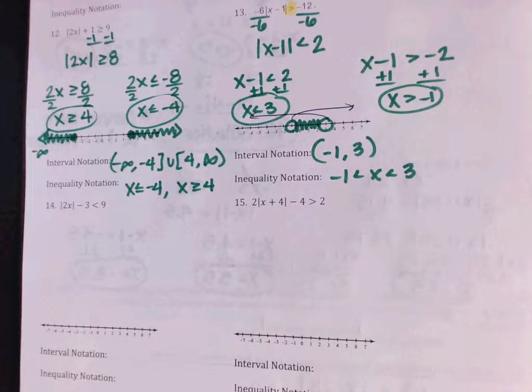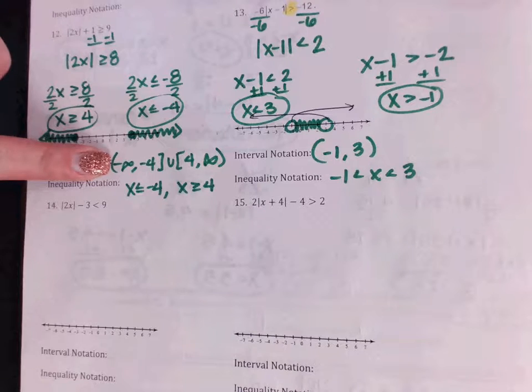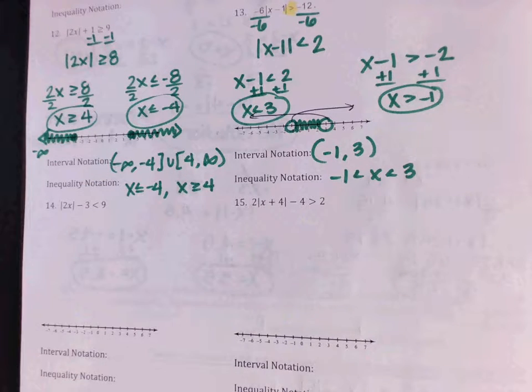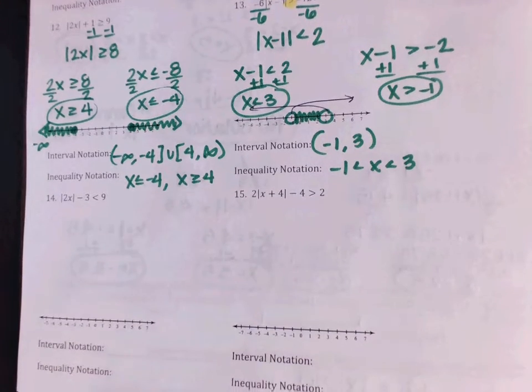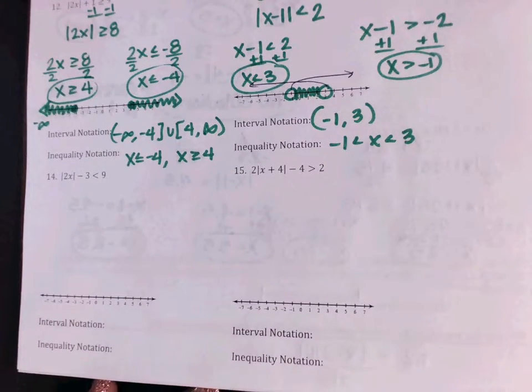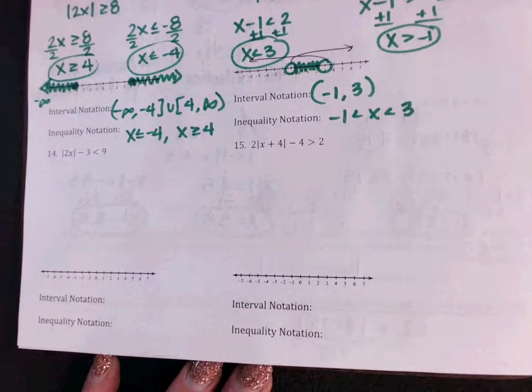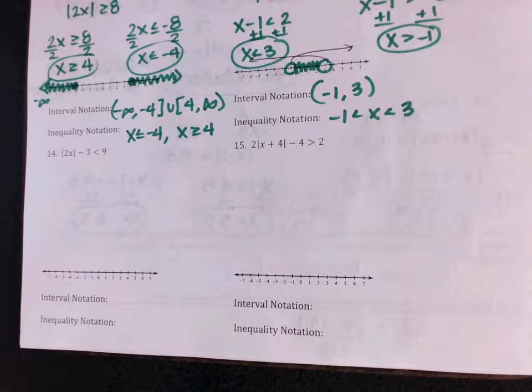On your semester exam, most of the questions are in this form, the parentheses bracket form. Remember, infinity should never have a bracket on it. Okay, and you determine whether it's open or closed based on if there's an equal to or not. Okay, we are going to do numbers 14 and 15. I want you to start off 14 for me, please.